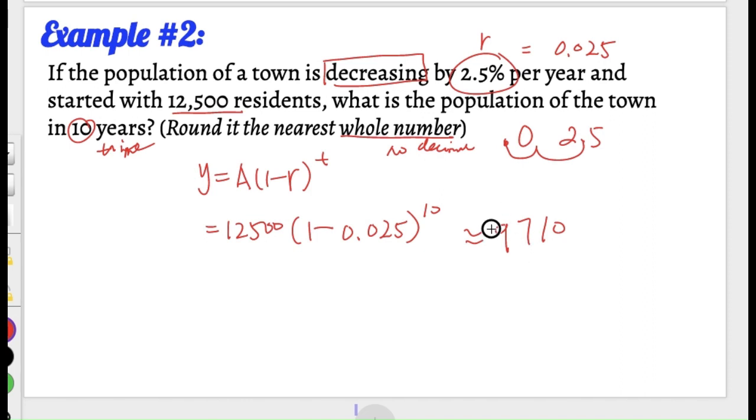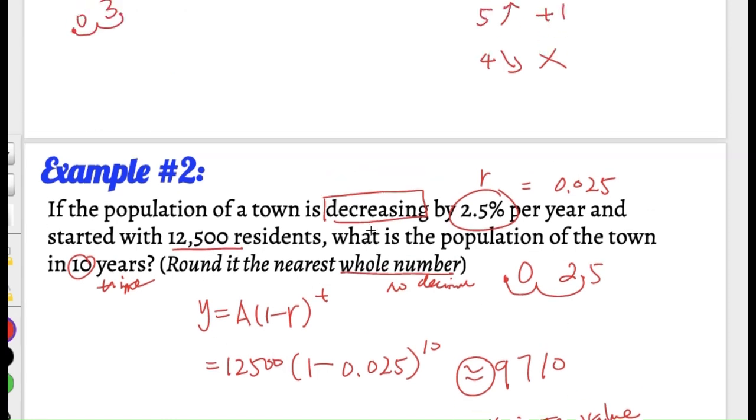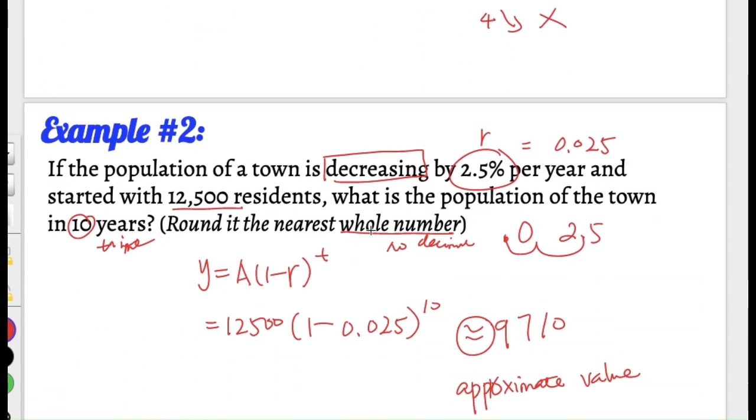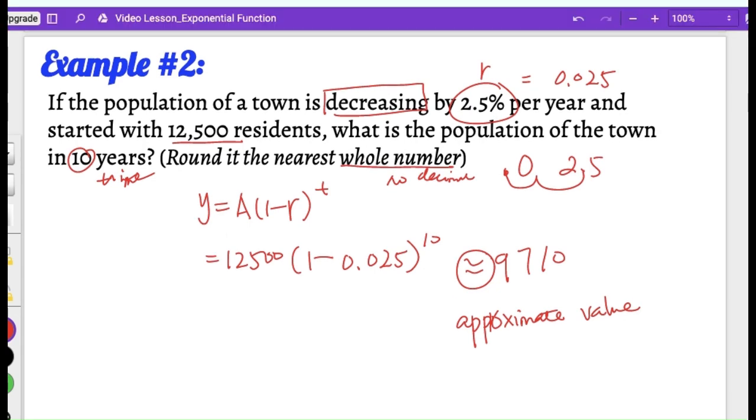Another thing I want to remind you: this symbol here means approximate value. Because we rounded the answer, it's not an exact one. That's why the equal sign here is an approximate value. Okay, so those are the examples I want to share with you for modeling real-life situations with exponential functions. As you can see, we can always choose a model based on the situation. I hope this video is helpful. Thank you so much for watching. See you soon, everyone.